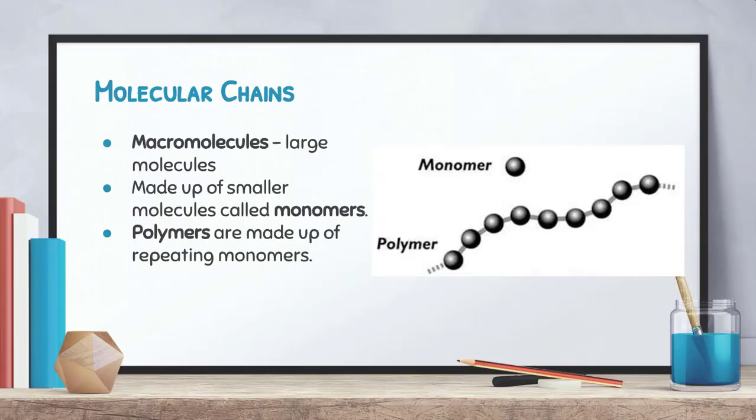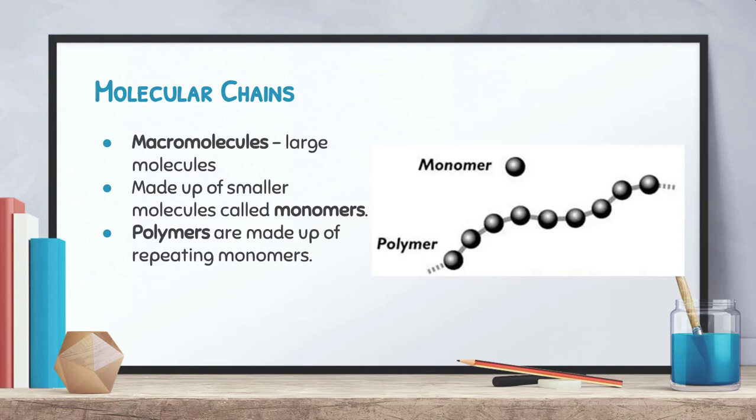So let's talk about some of these molecular chains. Remember, we talked a little bit before that the term macromolecule just simply means it is a large molecule. It's not something that is small. It's going to have hundreds, even thousands of atoms that are attached to it. Now, these chains are made up of small units that are called monomers. The root mono means one. And those monomers, if we get a bunch of them, that makes up what's called a polymer. The root poly means many.